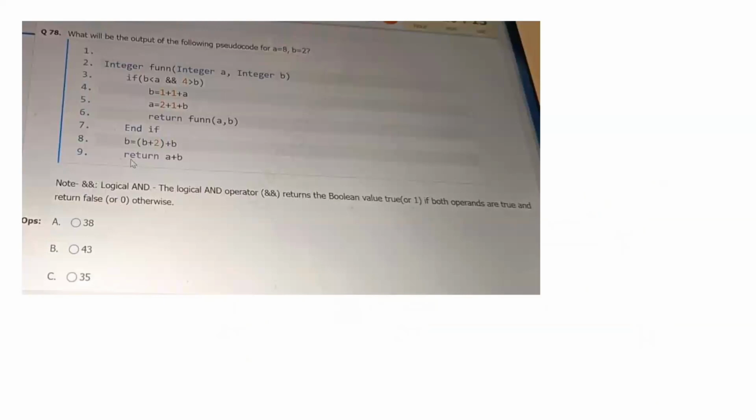Next question. Here we have a function which is taking two arguments, A and B. A value is given to us as 8 and B value is given to us as 2. Now here we are checking if B less than A. B is 2, 2 less than A which is 8, yes. And 4 greater than B, 4 greater than 2. Is this correct? Yes, this is correct.